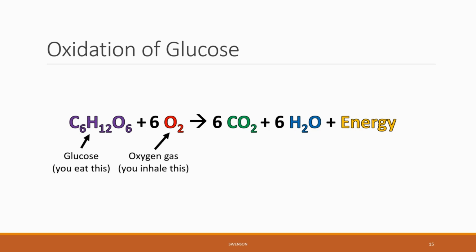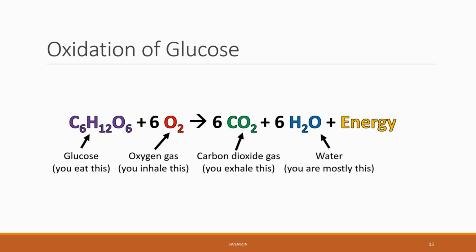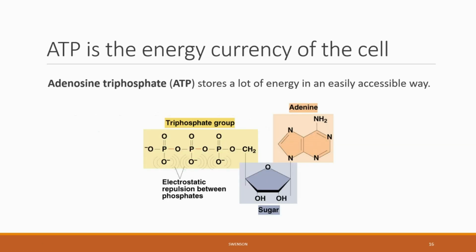You eat glucose, you inhale oxygen, you breathe out the oxidized glucose as carbon dioxide gas, and you produce water, and you're mostly water. And you need ATP, you need energy, so you create ATP. Here's ATP. Its full name is adenosine triphosphate. Why? It's made up of an adenine nucleic acid, a ribose sugar, and three phosphates all attached in a row to the ribose sugar, called a triphosphate group.